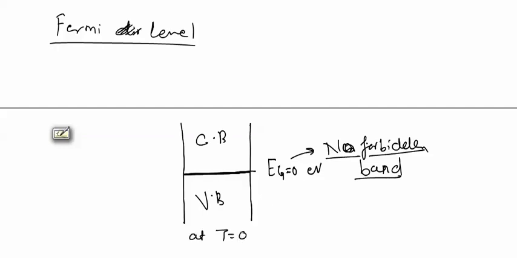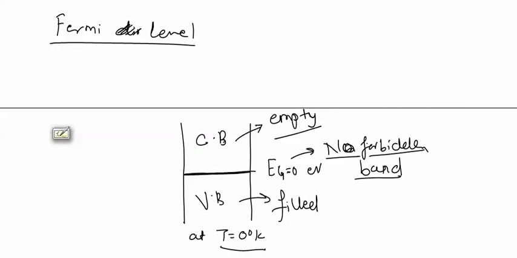At T equal to 0 degrees Kelvin in a semiconductor, we have already seen that all the electrons will be bonded, means will be present in valence band, and valence band will be totally filled. While no electrons will be in conduction band, that is no electron is available for conduction at T equal to 0 degrees Kelvin, so then conduction band will be empty.